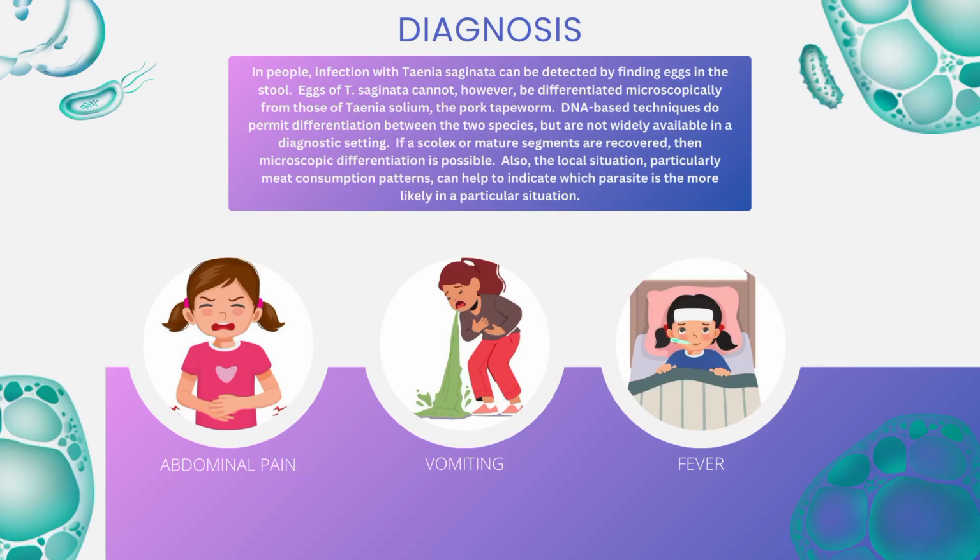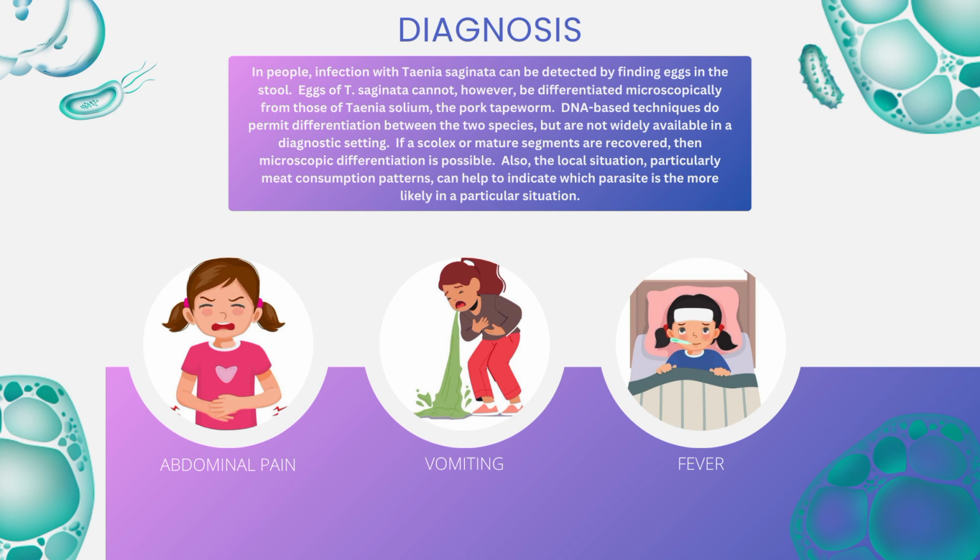In people, infection with Taenia saginata can be detected by finding eggs in the stool. Eggs of T. saginata cannot, however, be differentiated microscopically from those of Taenia solium, the pork tapeworm. DNA-based techniques do permit differentiation between the two species but are not widely available in a diagnostic setting. If a scolex or mature segments are recovered, then microscopic differentiation is possible. Also, the local situation, particularly meat consumption patterns, can help to indicate which parasite is more likely in a particular situation.